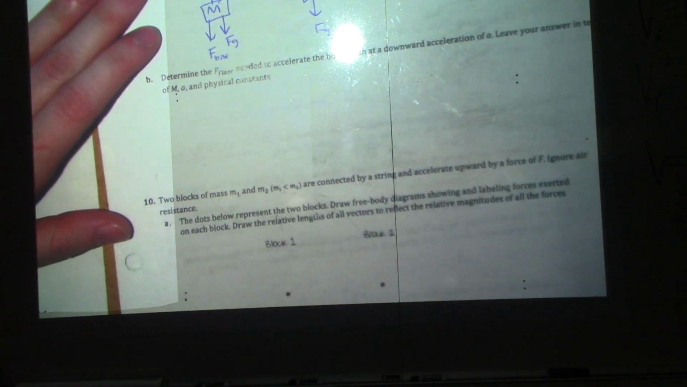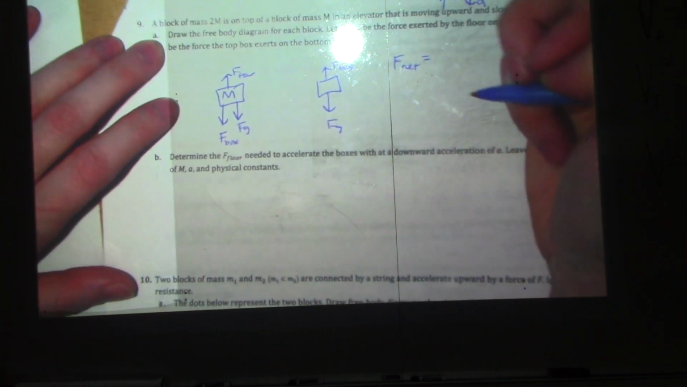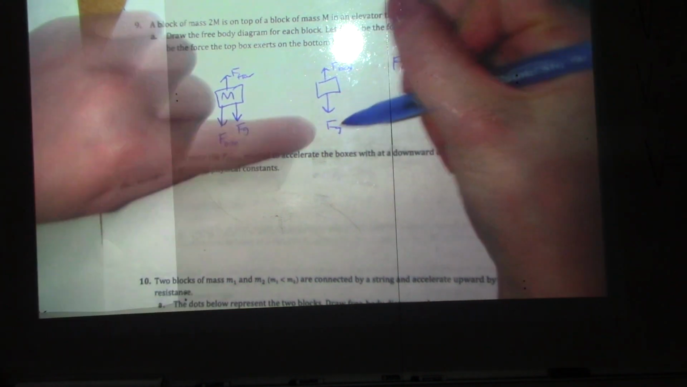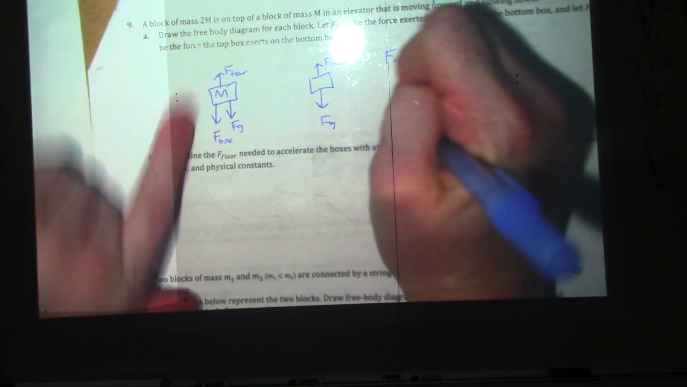I'm just going to redraw pretty much exactly what I just had. It's just that my bottom forces win, so I'll put F floor less F box. So something like this. Now I'm writing my net force equation. It's the same forces, but now I'm going to be doing the bottom minus the top because my bottom ones are greater. So this would be Fg minus F box, and this one would be F net is F box and Fg, both of these minus F floor.